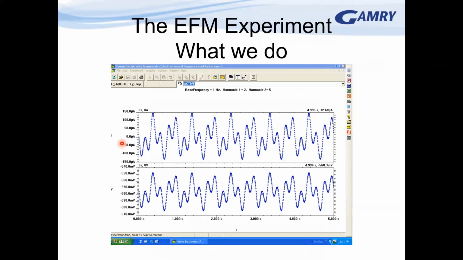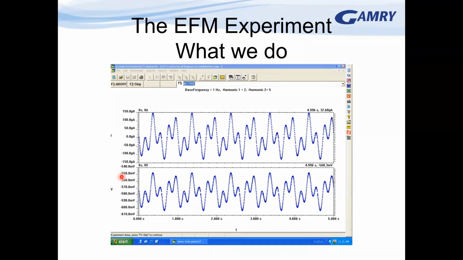So here is a representation of when we perform the EFM experiment, for the current versus time and voltage versus time plots. They're going to look something like this. One thing to note is that the applied signal is repeated approximately every 1 second. So we're looking here at 5 repeated applications of the signal, and we do that so that we can average over a number of cycles to get a better signal to noise ratio.